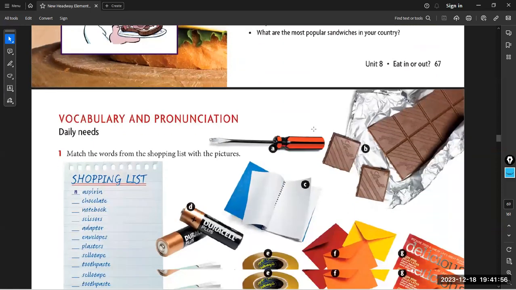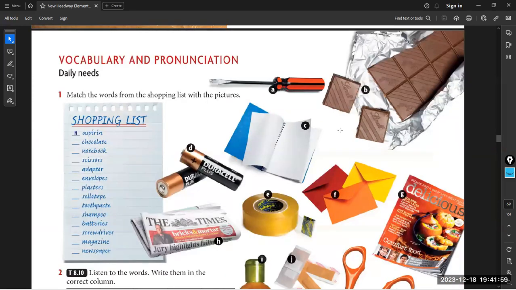This is about the history of sandwich and the ingredients that we have in most sandwiches. Now we have to discuss something different. The vocabulary that we have, to be honest, we need every day. Here we have some pictures and the names of these pictures in this list. Maybe you want to shop, so this is the shopping list. After that, we have to know the places that we can buy these things.